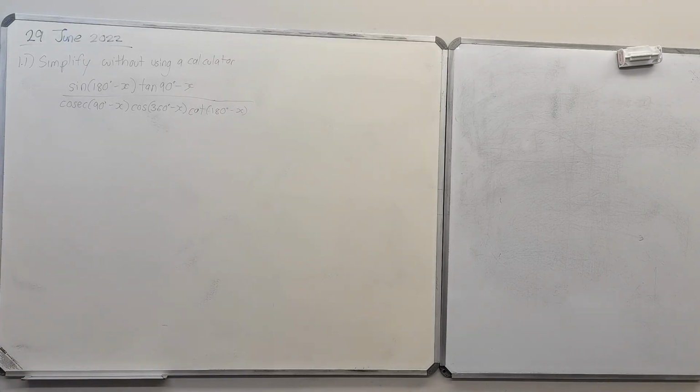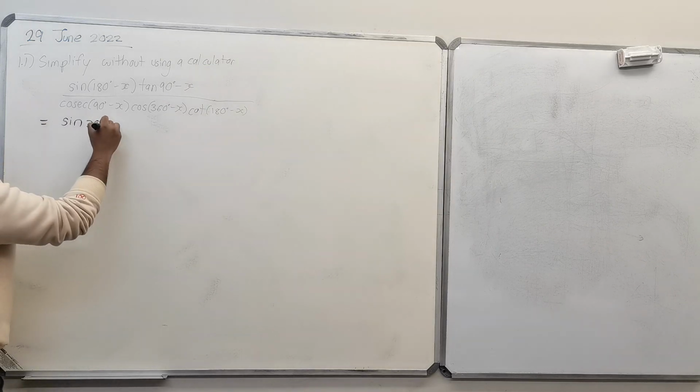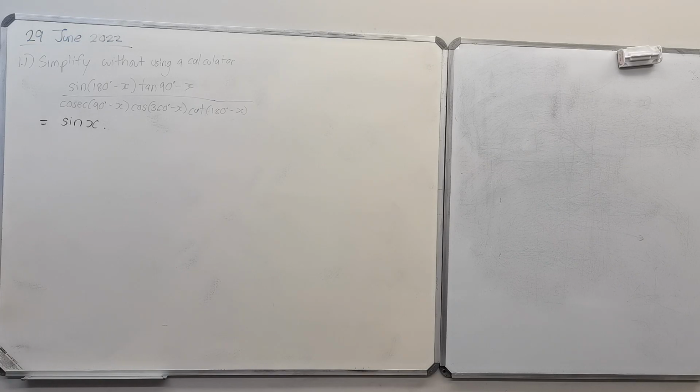Seems difficult, is it? No. Shouldn't be, right? So how do you start this now? Let's look at our first one. Sine of 180 minus x. Right? 180 minus is which quadrant? Second quadrant. What is positive in the second quadrant? Sine. So this would just come out to sine of x times tan of 90 minus x.